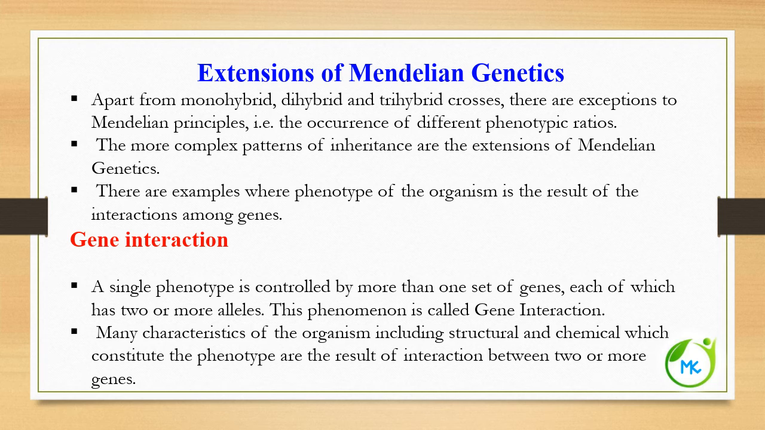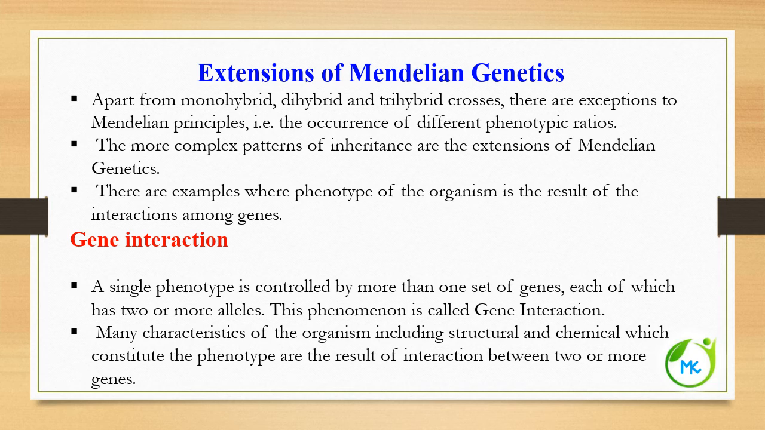So what are extensions of Mendelian genetics? Mendel has done various crosses like monohybrid, dihybrid and trihybrid crosses. And there are several exceptions to the Mendelian principles, that is the occurrence of different phenotypic ratios. The same cross, when it is done with some other plant, would show a different kind of phenotypic ratio. So these different complex patterns of inheritance are the extensions of Mendelian genetics.